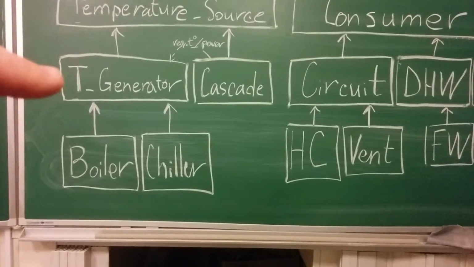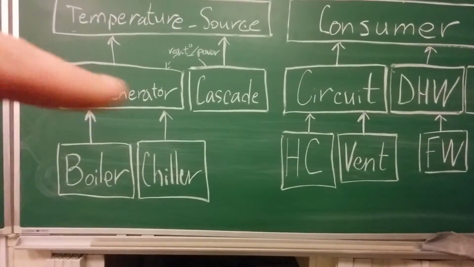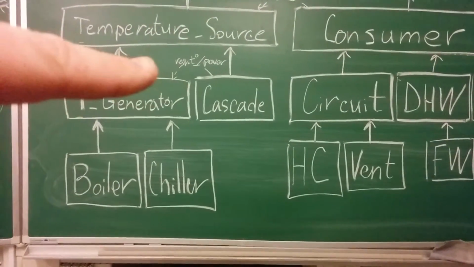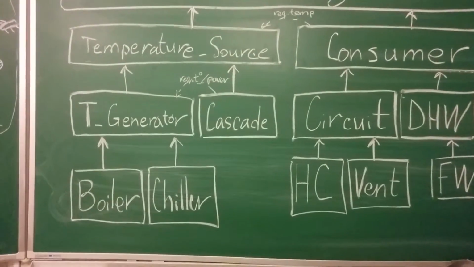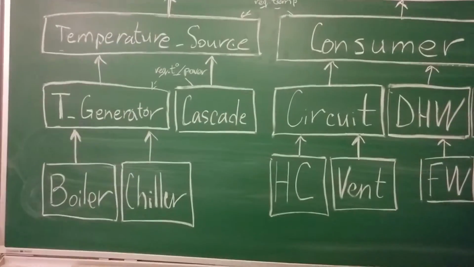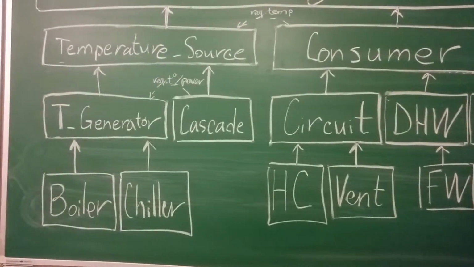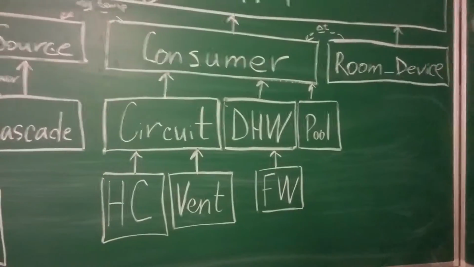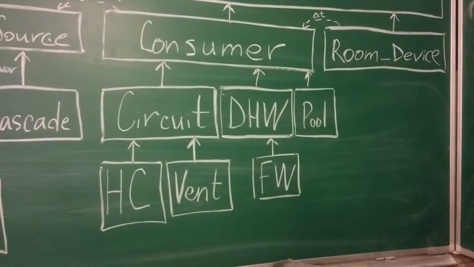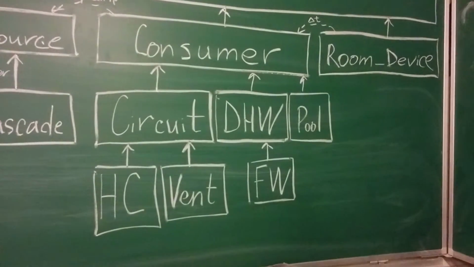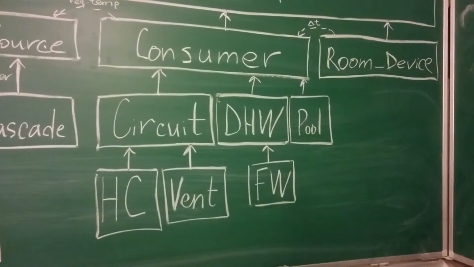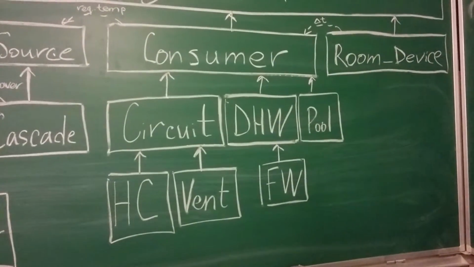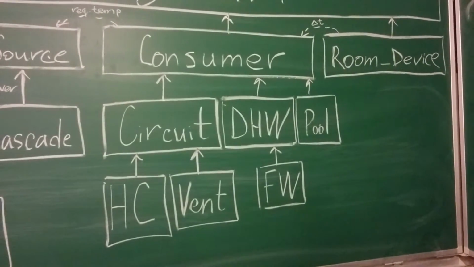It tells the temperature generator that you connect to it the required power and required temperature, if the boiler does not support manipulation of power. Then we have the consumer part, which are essentially circuits, hot water, pools, ventilation, or snow melting systems, any system that does not produce heating but consumes it.